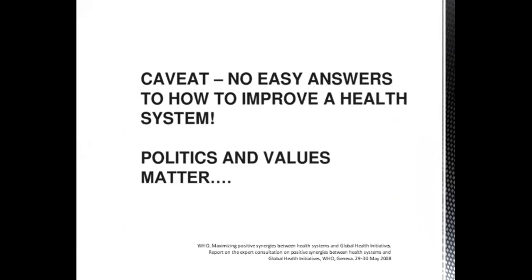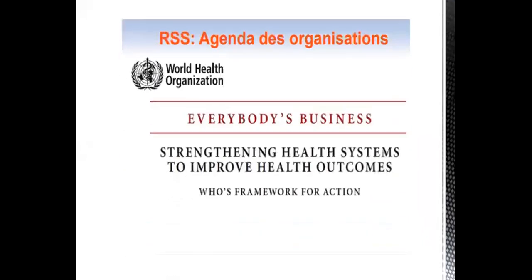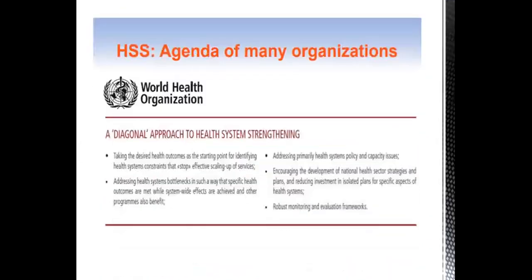It includes politics, and values matter. Therefore, those are recent advances. The WHO agenda is given as: organization, everybody's business, strengthening the health system to improve health outcomes, the WHO framework for action. It applies a diagonal approach to health system strengthening, which includes taking the desired health outcomes as the starting point for identifying health system constraints and effective scaling up of services, addressing health system bottlenecks in such a way that specific health outcomes are met, addressing primarily health system policy and capacity issues, encouraging the development of national health sector strategies and plans, and a robust monitoring and evaluation framework.